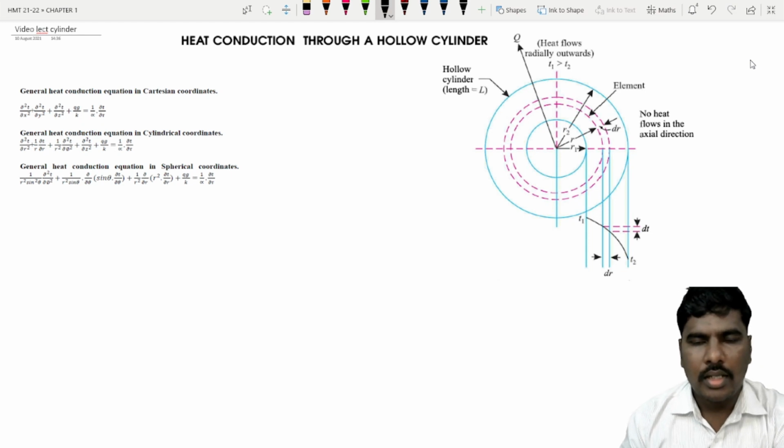Hello students, in the last lecture we saw the problems on composite wall and the overall heat transfer coefficient. Now in this lecture we will see heat conduction through a hollow cylinder.